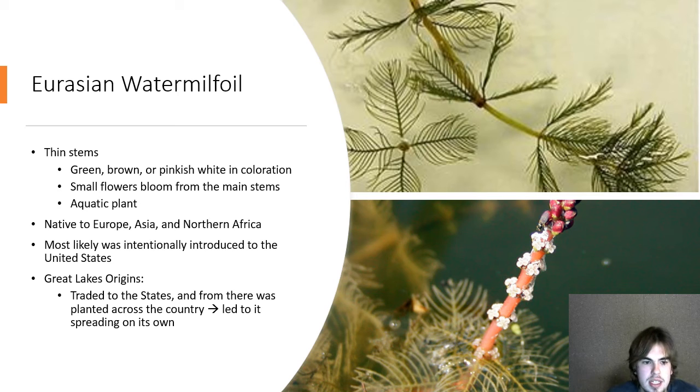It has very thin stems, which can be brown, green, or pinkish white in coloration. It has small flowers that bloom from the main stems, which you can see on the bottom picture here, and it is also an aquatic plant.